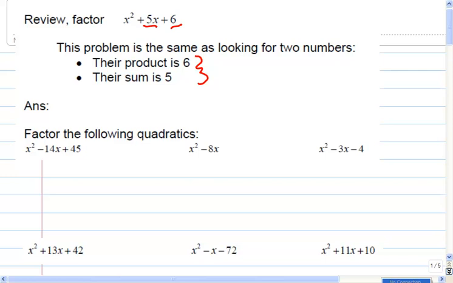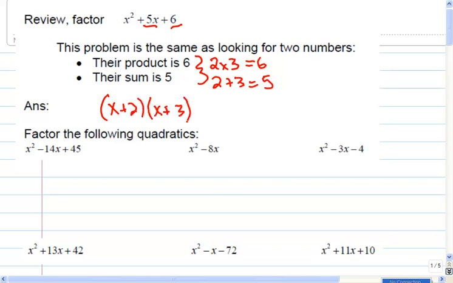1 and 5? Yeah, 2 and 3 are going to multiply to 6. So 2 times 3 and 2 plus 3. Those check out, so we could factor this as x plus 2 and x plus 3. That's what we're going to practice here in order to solve some quadratic equations, and you'll see how they get connected in just a minute.